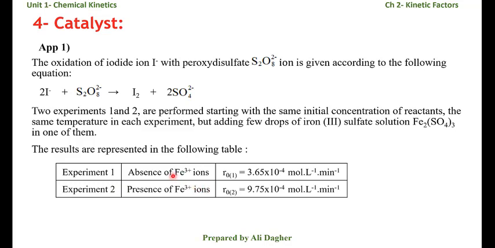Experiment 1, in absence of Fe3+ ions, initial rate 3.65 x 10⁻⁴ mole per liter per minute. Experiment 2, in presence of Fe3+ ions, initial rate increases to 9.75 x 10⁻⁴ mole per liter per minute. Deduce the role of Fe3+ ions. Fe3+ ion is not a reactant. The addition of Fe3+ increases the rate of the reaction, then Fe3+ is a catalyst for this reaction.